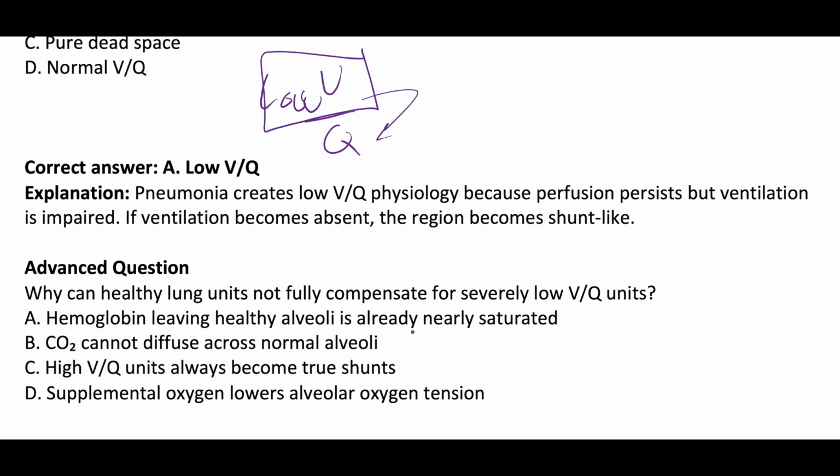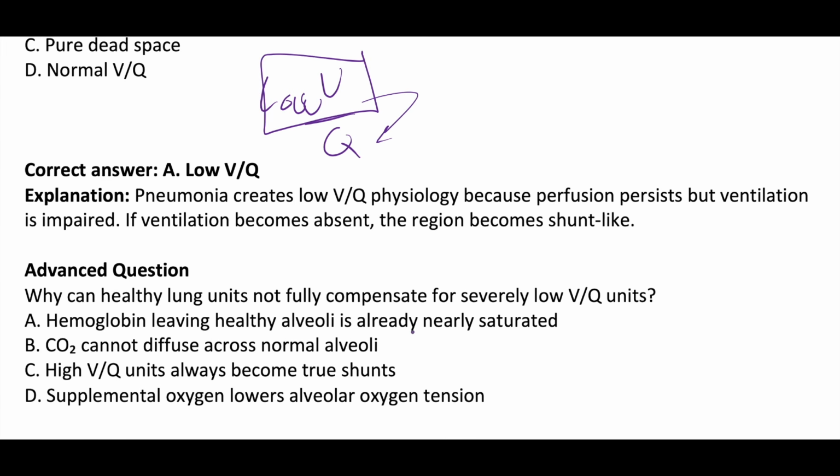All right, last question. Why can healthy lung units not fully compensate for severely low VQ units? This is a little more advanced, but let's see if anyone gets it. A, hemoglobin leaving healthy alveoli is already nearly saturated. B, CO2 cannot diffuse across normal alveoli. C, high VQ units always become true shunts. Or D, supplemental oxygen lowers alveolar oxygen tension. Pause if you need to.